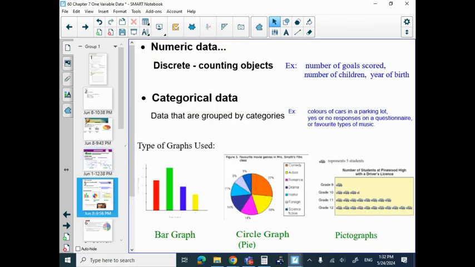So with numerical data, continuing on, we have discrete. We said like number of goals scored or number of children and so on. And then moving on to categorical data, we'd have categories, like we said before, colors of a car. Types of graphs we're using for categorical and numerical often are these ones here, where you have bar graphs, circle graphs, or pie graphs, pictographs. And we'll be looking at each of these and how to make each of these as we go through the course.